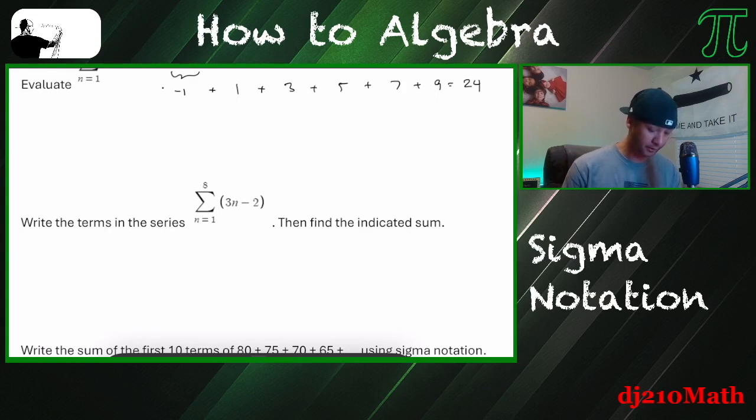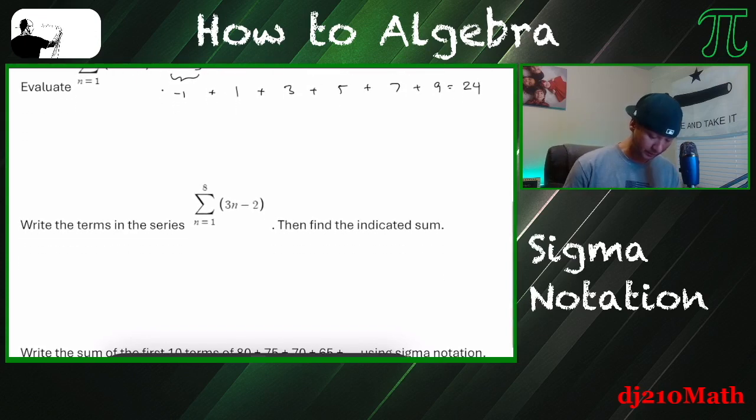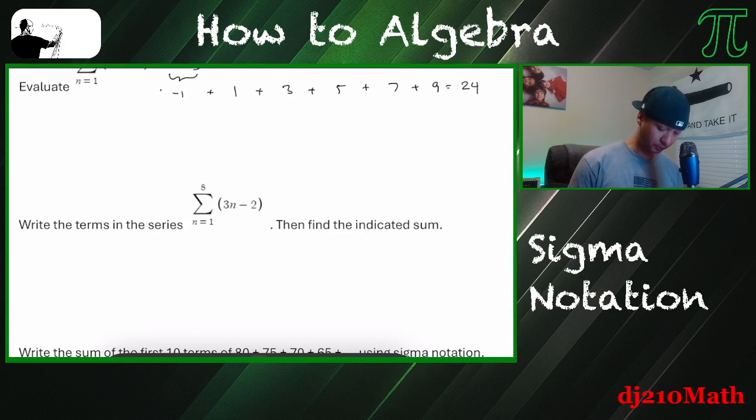All right, write the terms in the series, then find the indicated sum. All right, that's basically what we've been doing. So, I'm not going to change colors this time. I feel like we have a good handle on it. So 3n minus 2.